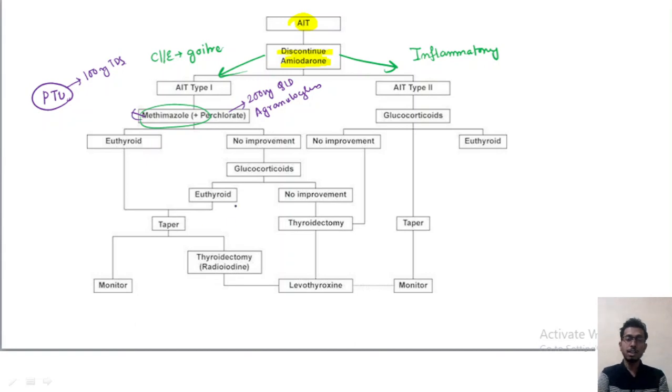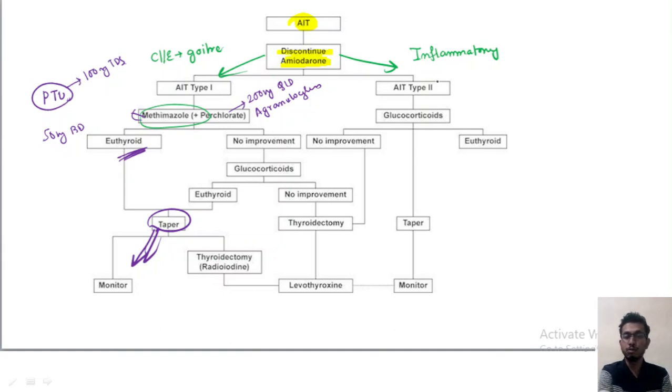Okay. Now the next step is to repeat the thyroid profile and check the status. If a euthyroid state is achieved, gradually taper the propylthiouracil dosage over 2 or 3 weeks to 50 milligram twice daily. Alright, and continue to monitor the patient. If there is no improvement, you can think that it is a mixed variety. Alright, so we will treat it also like AIT type 2.